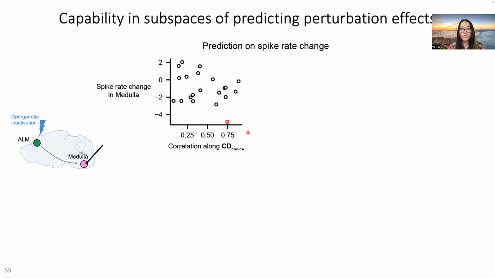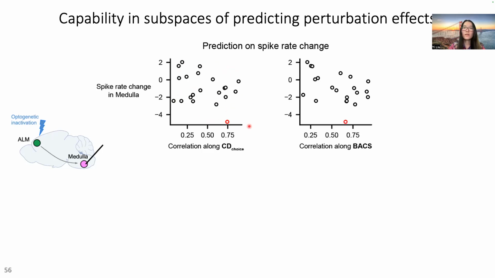We see that the spike rate change during perturbation cannot be predicted by correlation along CD choice because there is no significant correlation in the scatter plot. Now for the x-axis, if we instead use the correlation along BACS and keep the y-axis the same, it still cannot predict the spike rate change in y-axis.